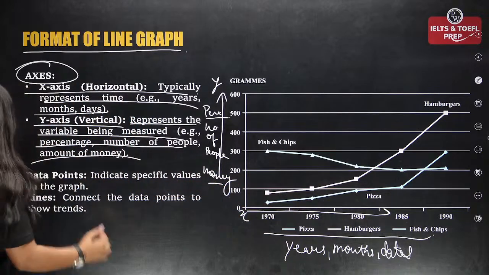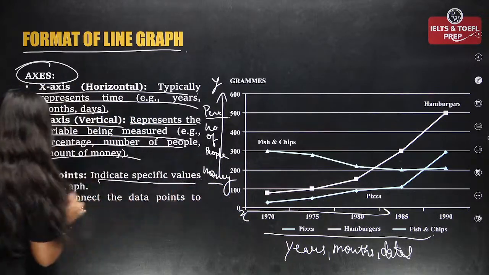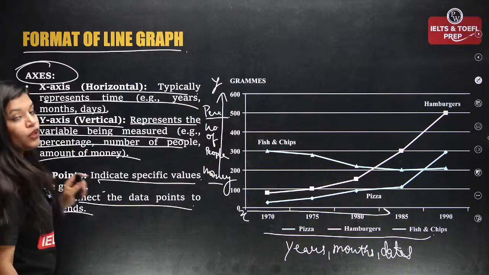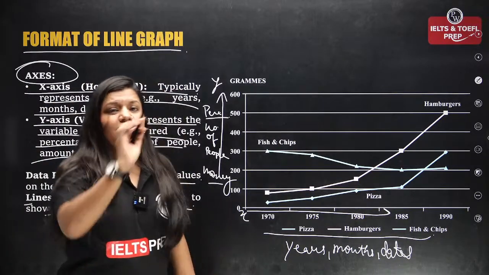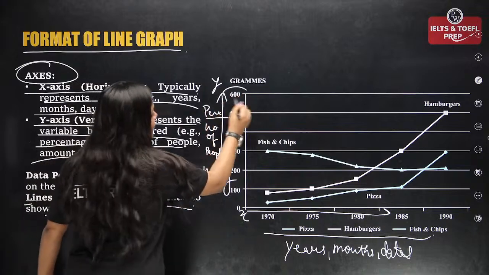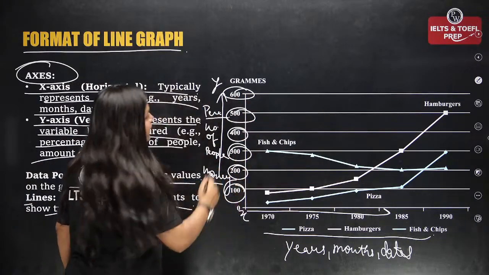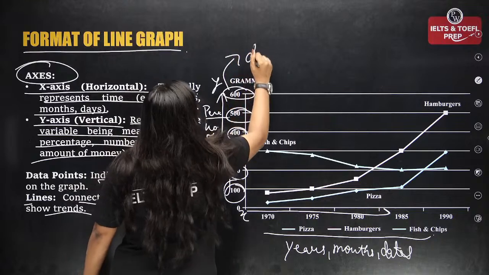Data points indicate specific values on the graph, and a line connects the data points to show trends. Now, what are data points? Data points are nothing but the numerical pointers that you can see over here. These are known as data points.